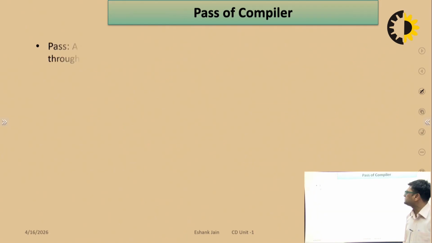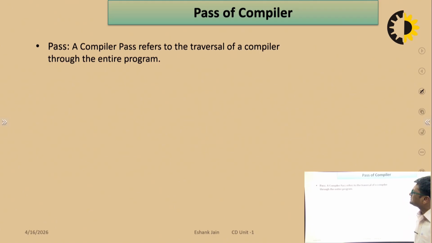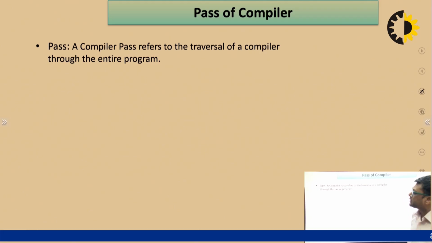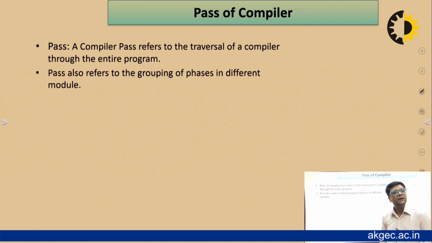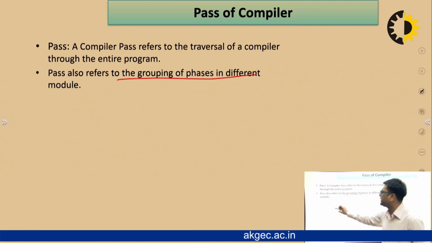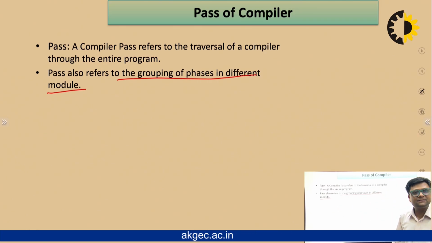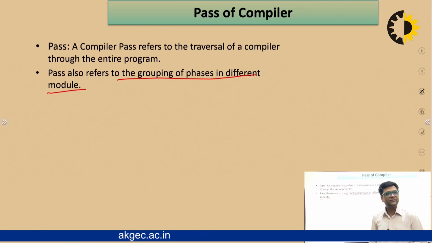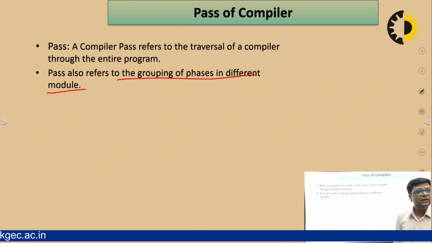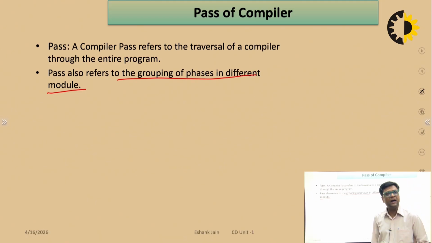Next, what are the passes of a compiler? A compiler pass refers to the traversal of a program through the entire program. Pass also refers to the grouping of phases into different modules, because in the last slide we discussed the various phases of the compiler. So passes create different modules according to the phases of the compiler, in which we merge two phases, three phases, or the entire phases into one module.